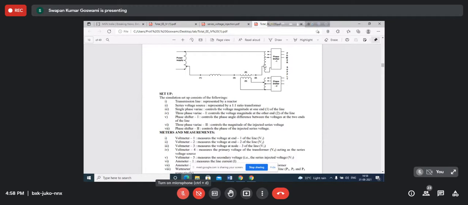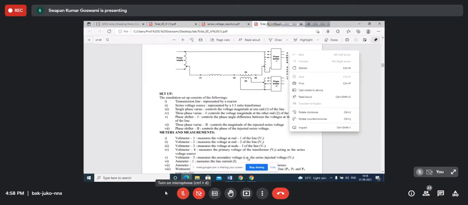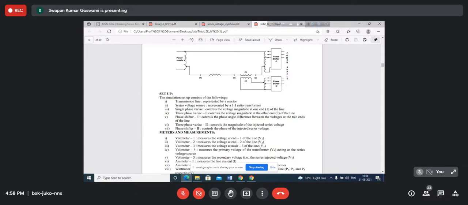Power always flows from the leading phasor to the lagging phasor. Am I clear? Power flows from leading phasor to lagging phasor. That means if we want active power to flow from the power supply end to the phase shifter end, then V1 must lead V2. If you want power to flow from the phase shifter to the power supply end, then V2 must lead V1, because active power always flows from the leading phasor to the lagging phasor.